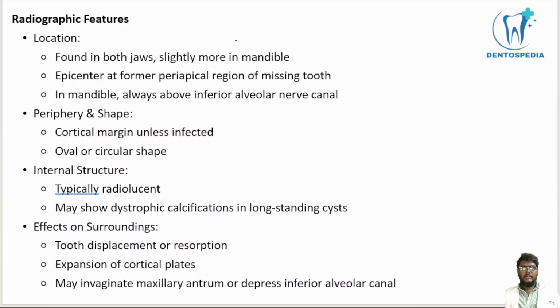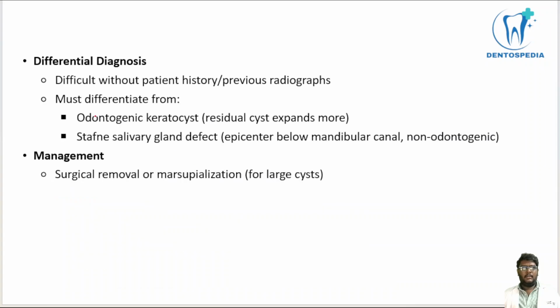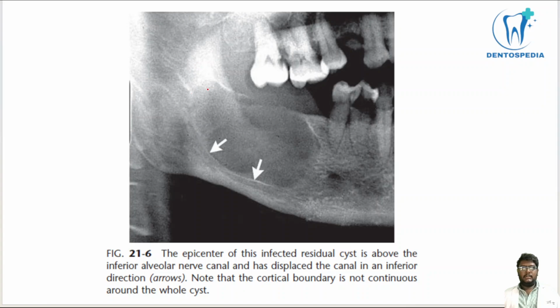And coming to the radiographic features, these are all common radiographic features which you commonly see in a cyst. Coming to differential diagnosis, OKC and stafne bone defect mimic residual cyst, so we have to clearly differentiate between these two. And coming to the management, we have to do surgical removal of the cyst, and if the cyst is larger in size, we have to do marsupialization of the cyst. You can see this residual cyst appearing in the third molar region.